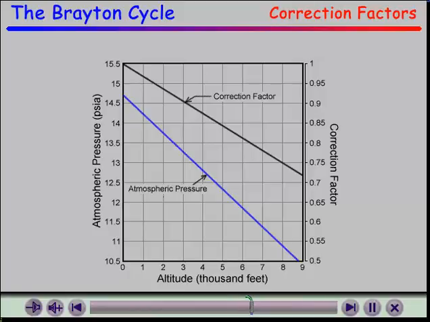Let's start with the correction factor for pressure. This correction factor is determined by the ratio of the atmospheric pressure at the turbine site to the atmospheric pressure at sea level. Atmospheric pressure has no effect on thermal efficiency or heat rate.